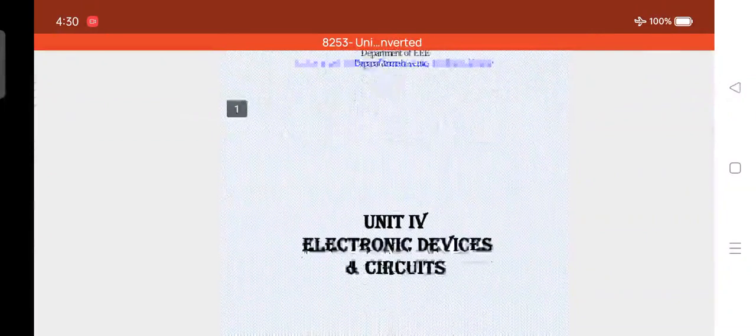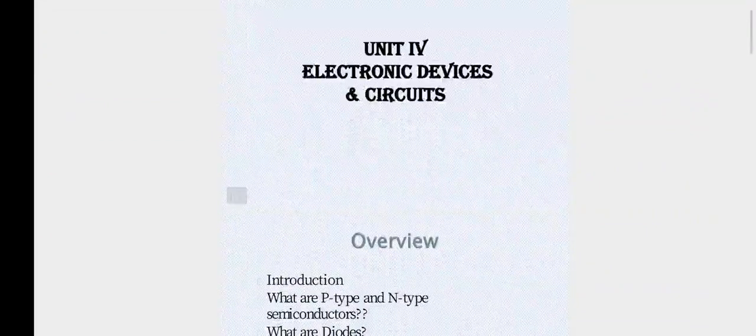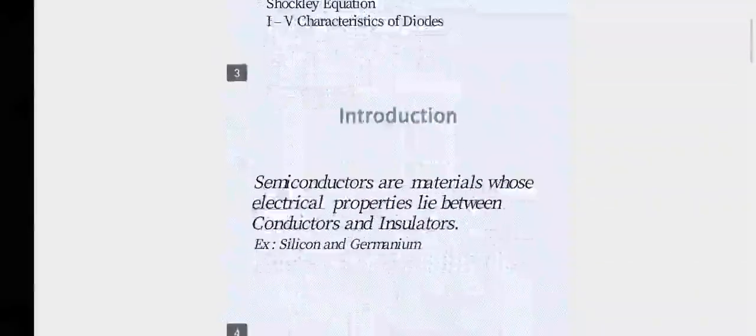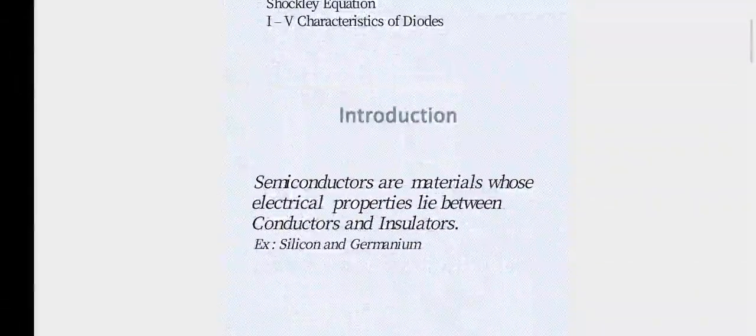In this presentation we are going to talk about electronic circuits and devices. The overview covers p-type and n-type materials, the diode, and the characteristics of the diode. First we go for the introduction. Semiconductors are materials whose electrical properties lie between conductor and insulator. Examples of semiconductors are silicon and germanium.